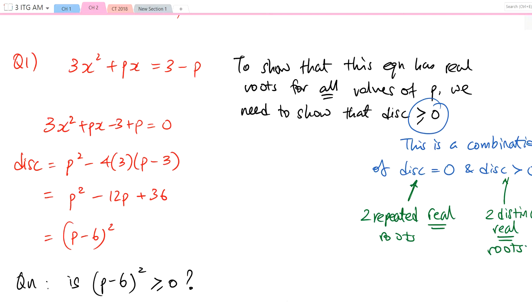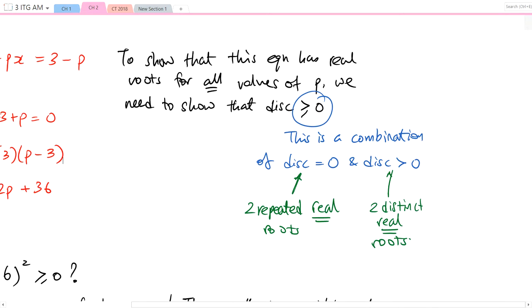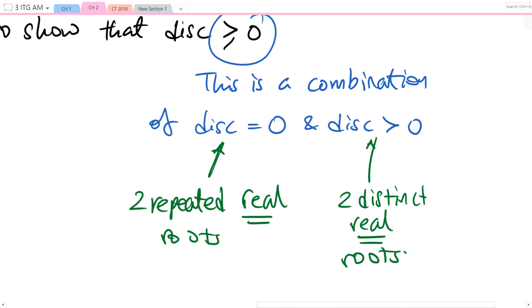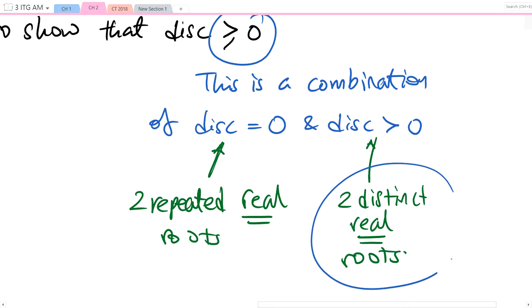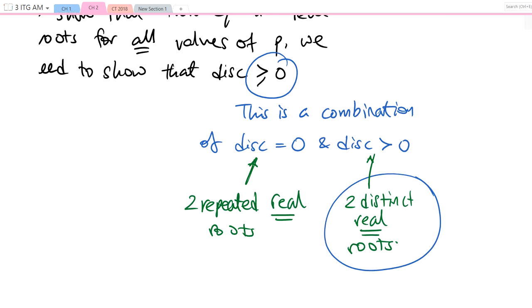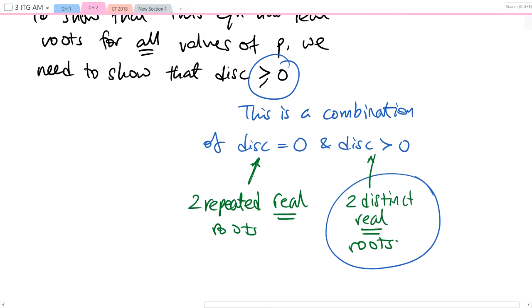This implies that we need to show that the discriminant is greater than or equal to 0. Why greater than or equal to 0? Greater than or equal to 0 is simply a combination of the discriminant equals 0 and the discriminant is greater than 0. When the discriminant is equal to 0, I've got 2 repeated real roots. When the discriminant is greater than 0, I've got 2 distinct real roots. So these are the 2 cases where I have real roots. It's just a matter of whether they are repeated or not.